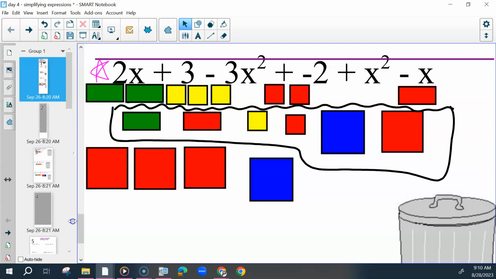So your model should look like mine. 2 positive x's, 3 positive ones, 3 negative x squared, 2 positive, 2 negative ones, 1 positive x squared, 1 negative x. And then you're going to find your 0 pairs for everything. Your x squares, your x's, your 1s. Find those 0 pairs and go ahead and move those off to the side and see what's left. You go ahead and do that. I'll give you a second to do that.